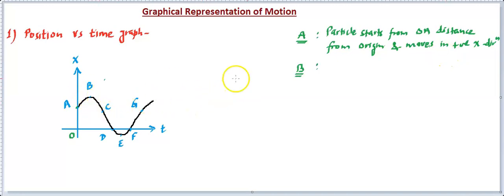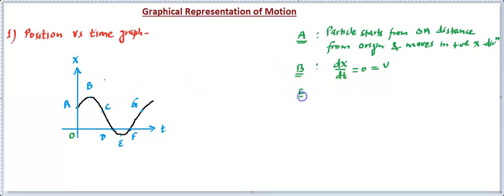And at B point you will find dx by dt is 0. Dx by dt, that is slope, is 0. That means momentarily the particle is at rest, so velocity is 0. After B point you will find the slope becomes negative, that means velocity becomes negative x direction. So at B point it is coming to rest, and then velocity becomes negative.